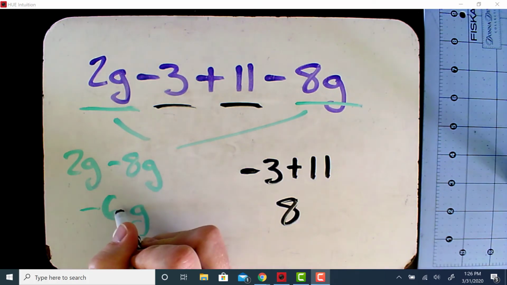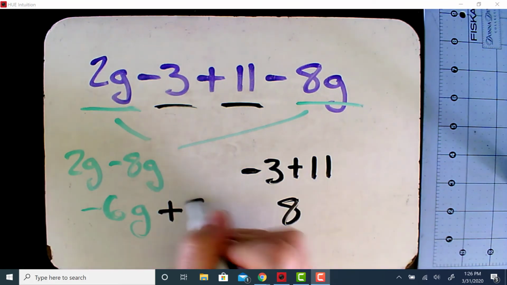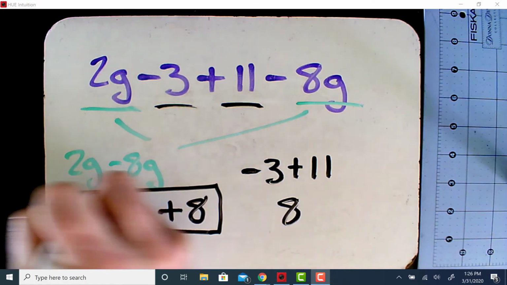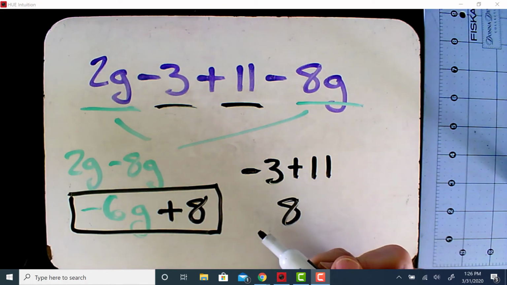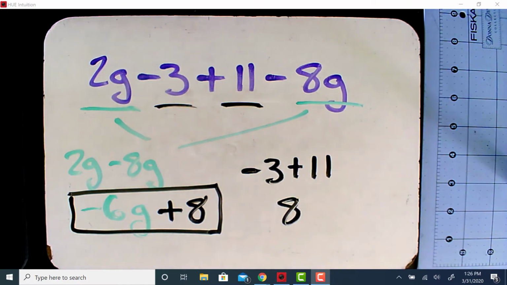So I've got my minus 6g, and I've got a positive 8. So that would mean I'd write it like this: negative 6g plus 8. And that's my final expression when it's been simplified.